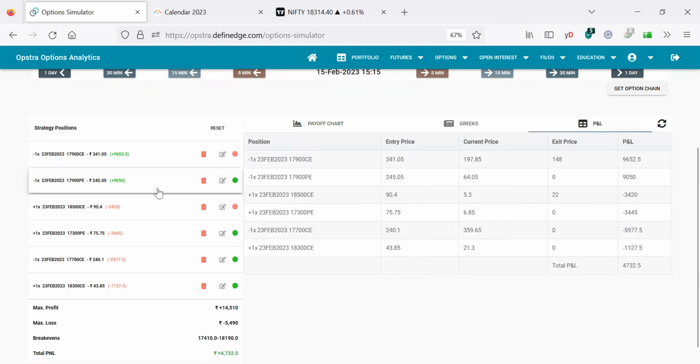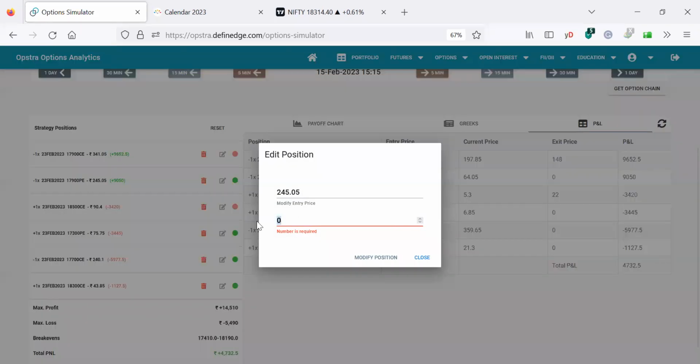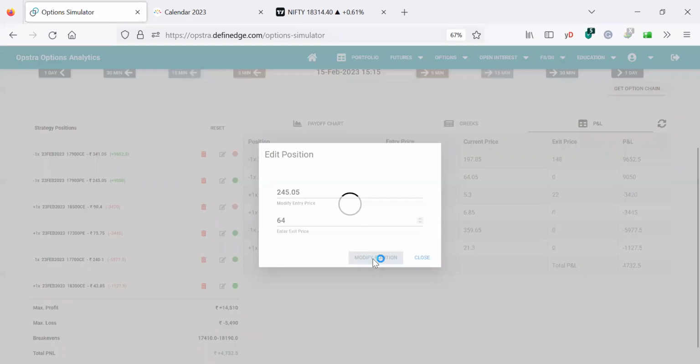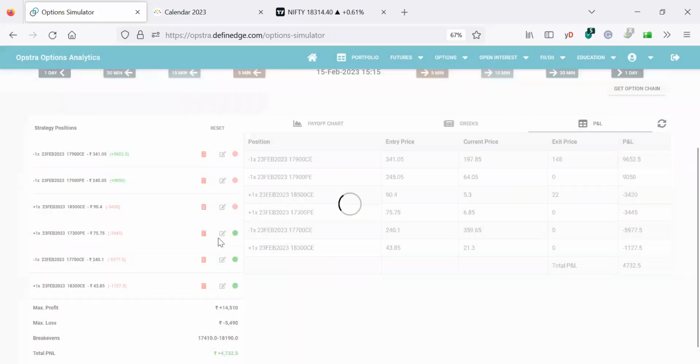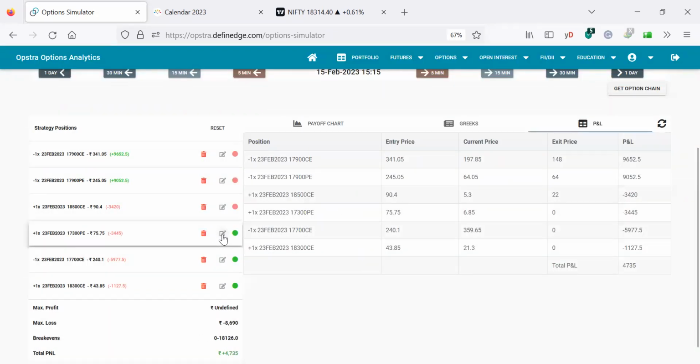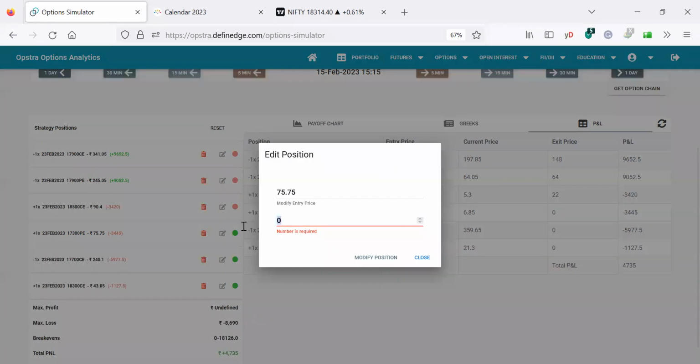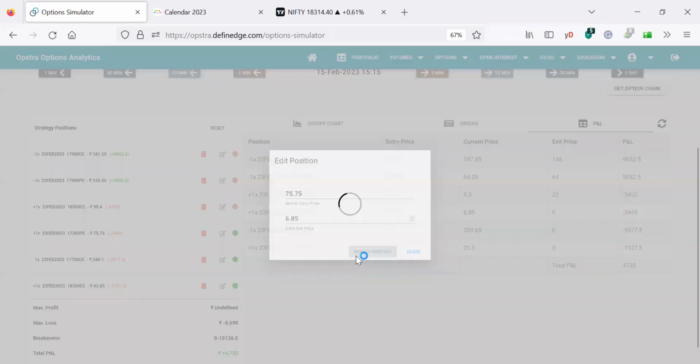Here is our put, 17,900 put. So if you just check it here, it is running around 64 rupees. So I'll just book it over here, 64. Modify. Also we have to book the buy put, that is 17,300, which is at 6.85 rupees. 6.85 rupees. Modify the position.